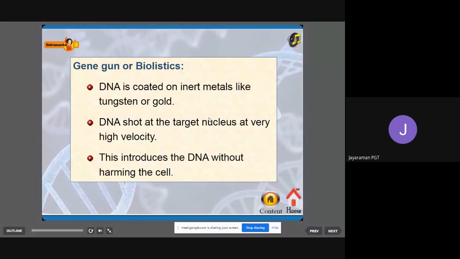So gene gun or biolistic method, here mainly tungsten and gold are used. Sometimes it comes in the exam, like what is used: tungsten and gold. These are inert metals, and these metals are coated with the DNA.